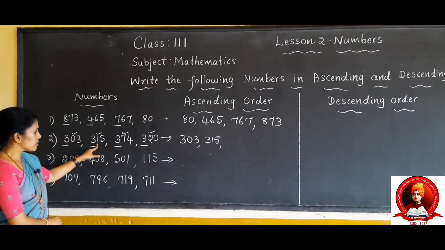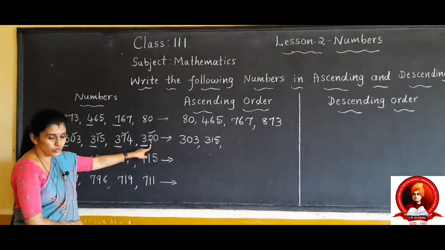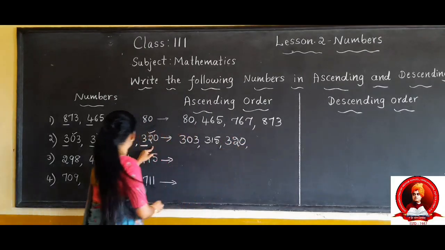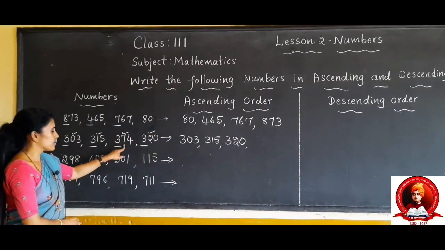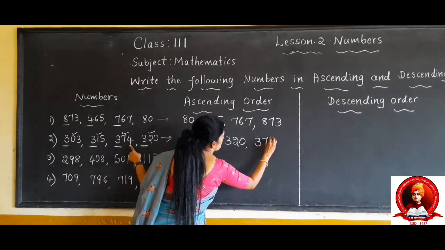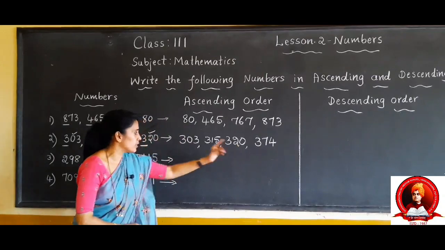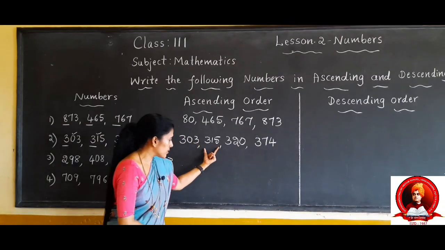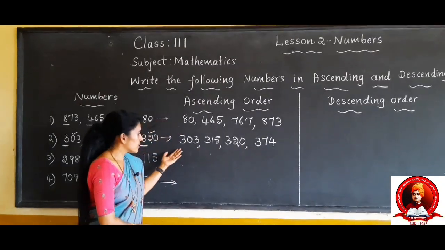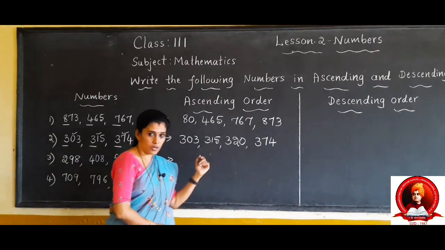Okay. After this, which is the greater number? That is here 2. Let us write 320. Next greater number, that is here 7. 374. See, 303, 315, 320 and 374. So, it is arranged in ascending order.